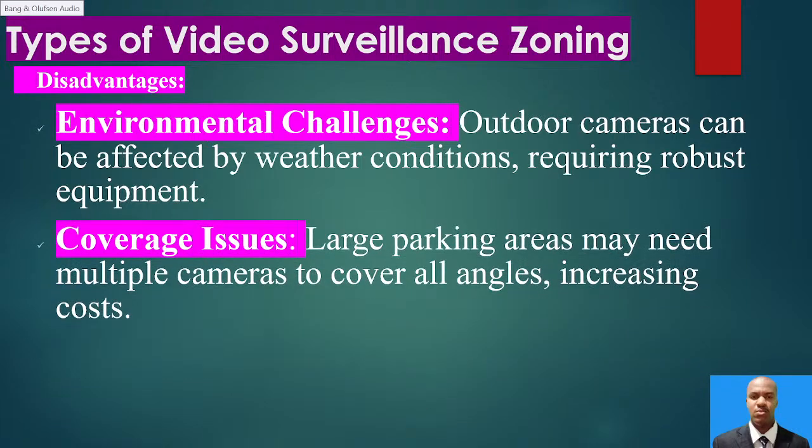Then there are the coverage issues. Large parking areas may need multiple cameras to cover all angles, and this increases the cost of installation, the cost of purchasing the equipment, and also the cost of the labor itself.